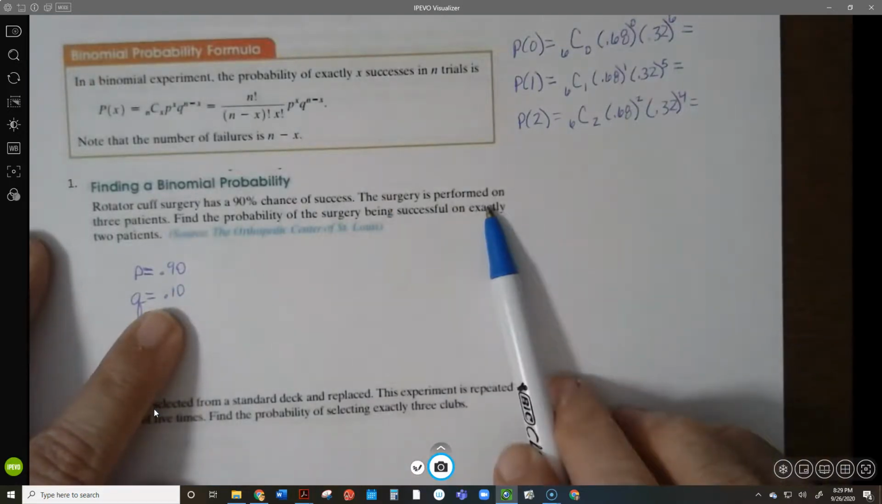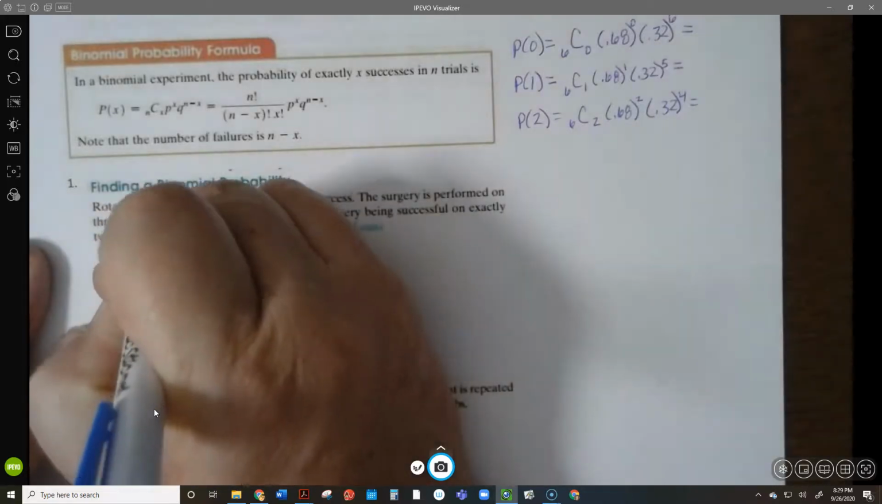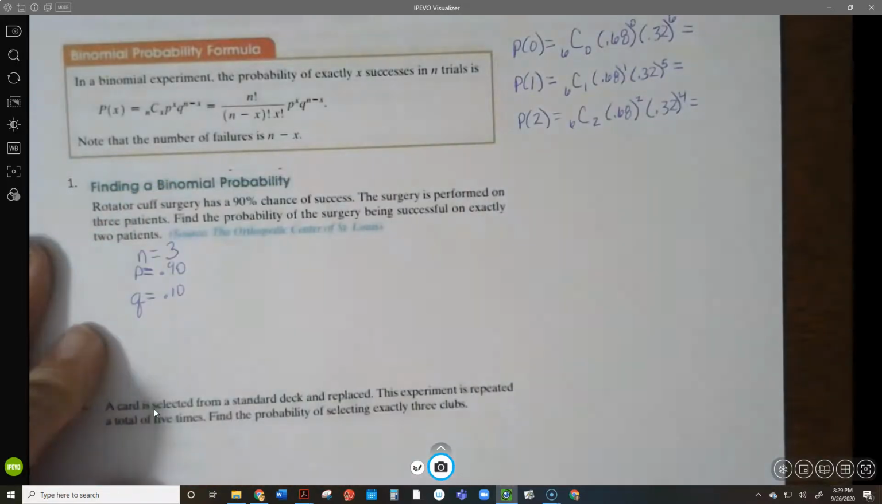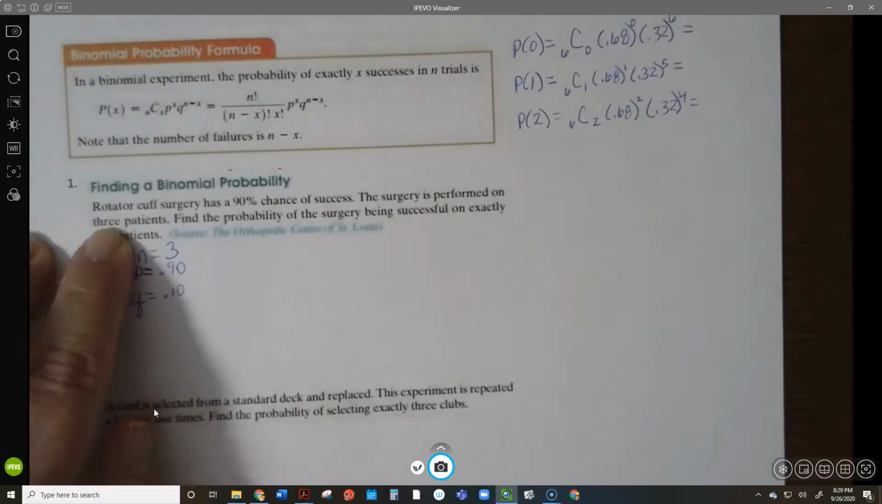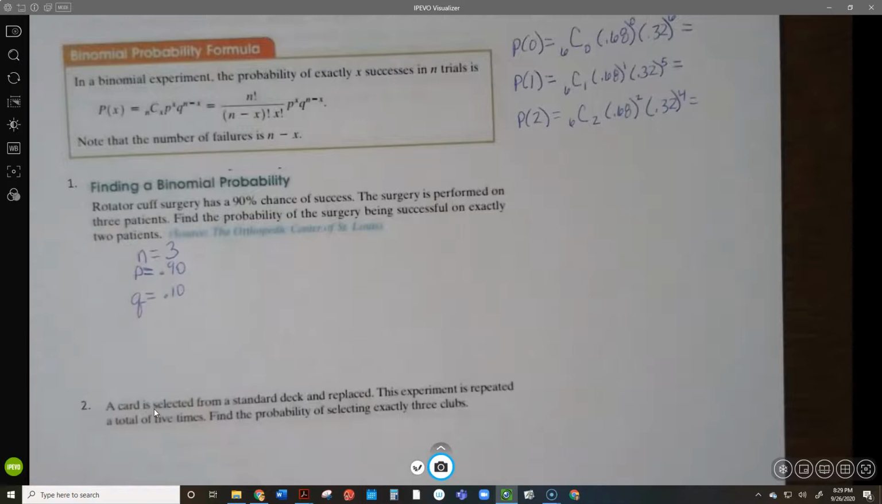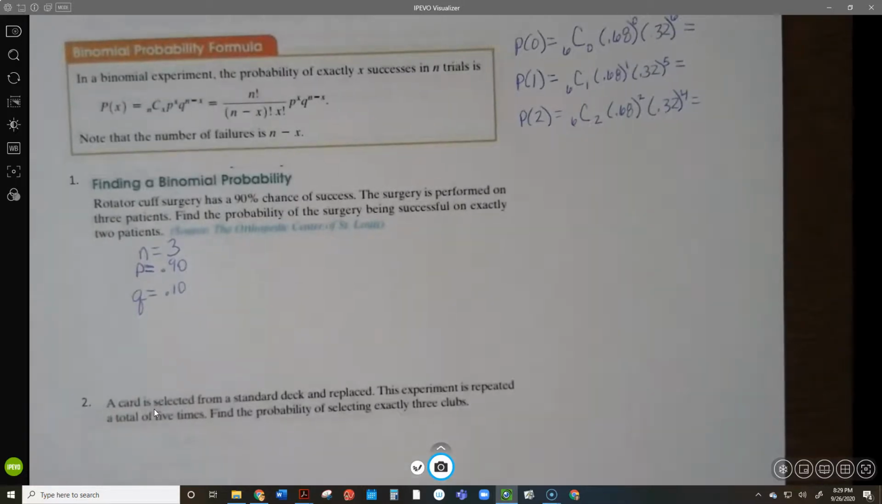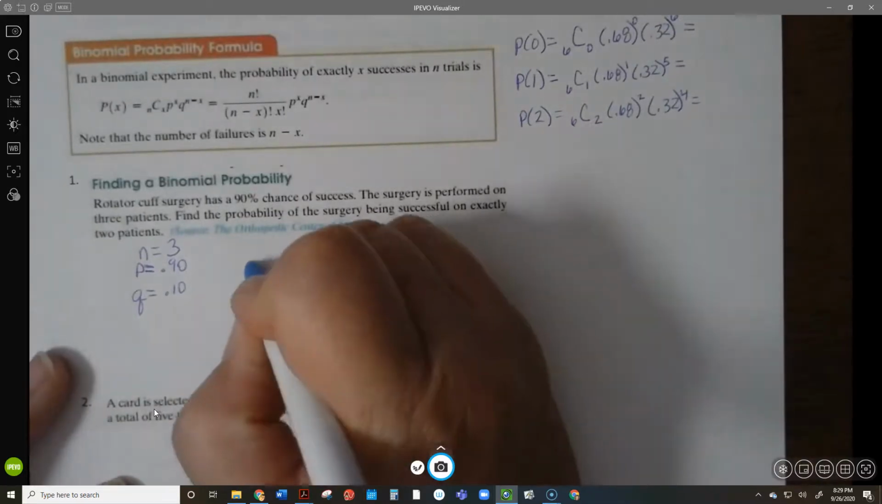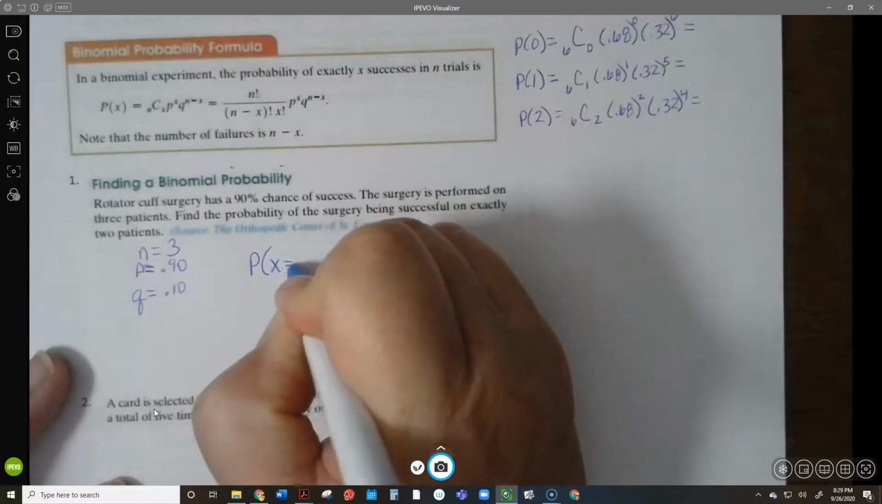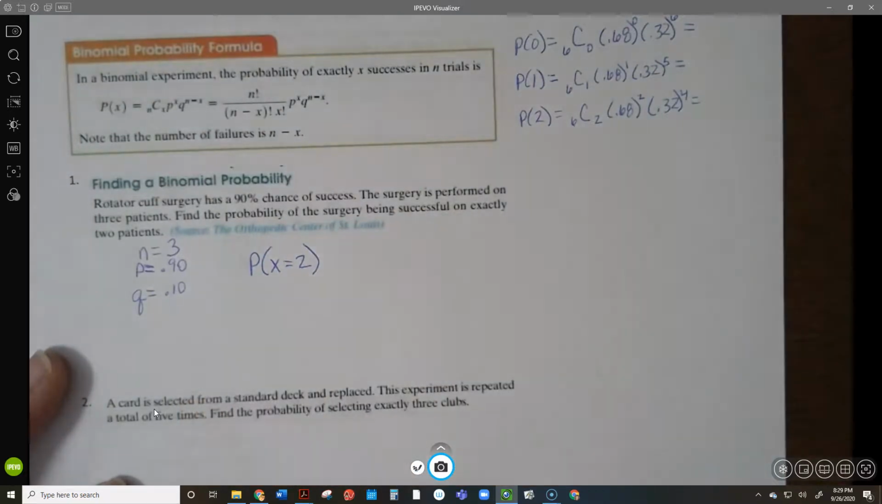The surgery is performed on 3 patients. So that is our N. That's our fixed number of trials. 3 patients, that's your fixed number of trials. Find the probability of the surgery being successful on exactly 2 patients. They're asking you to find the probability that X is equal to 2.